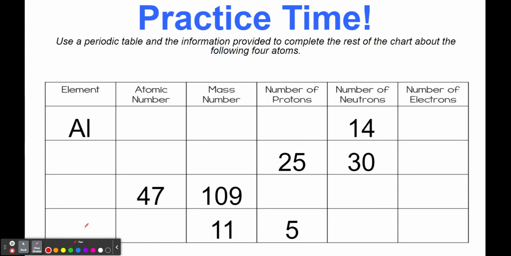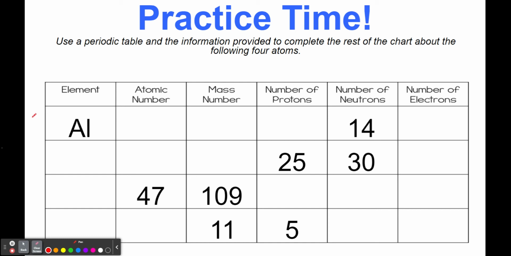Practice on finding this information. Each row gives you a little bit of information about the isotope, about the atom, and then you can use your periodic table and your know-how and knowledge to fill it out. I'll show you how to do the first one here, and then I will let you guys try it out.